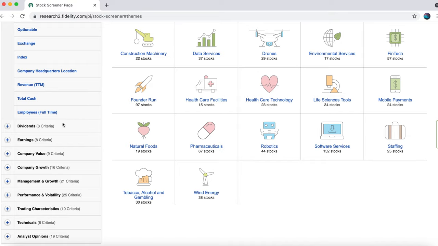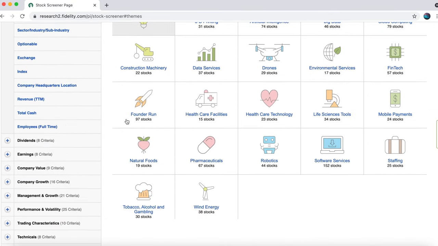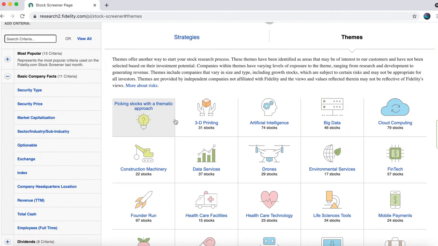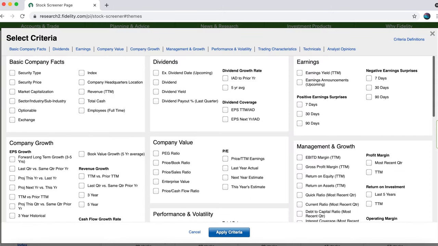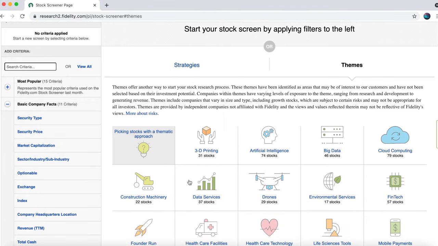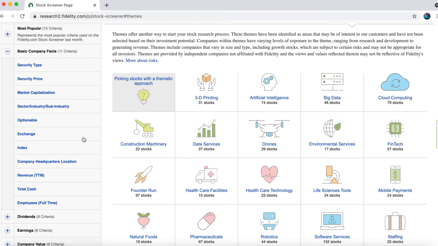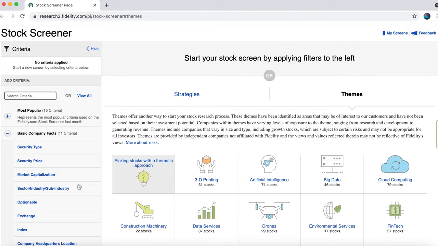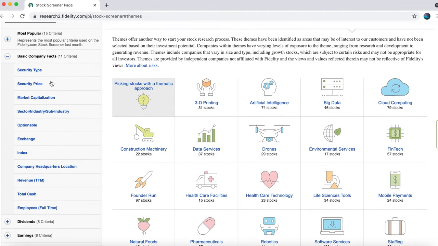Now, it's overwhelming. There's a lot of different ways on the Fidelity Stock Screener to get to the same spot. So what I mean by that is you can search for things, you can do the view all and kind of check boxes. You can come over here to the right and you can kind of click on different things that you might be looking for with stocks. It all brings you to the same spot. So for this video, we're just going to kind of focus on the stock screener criteria to the left. Depending on what we're looking at, we have a lot of different kind of options.